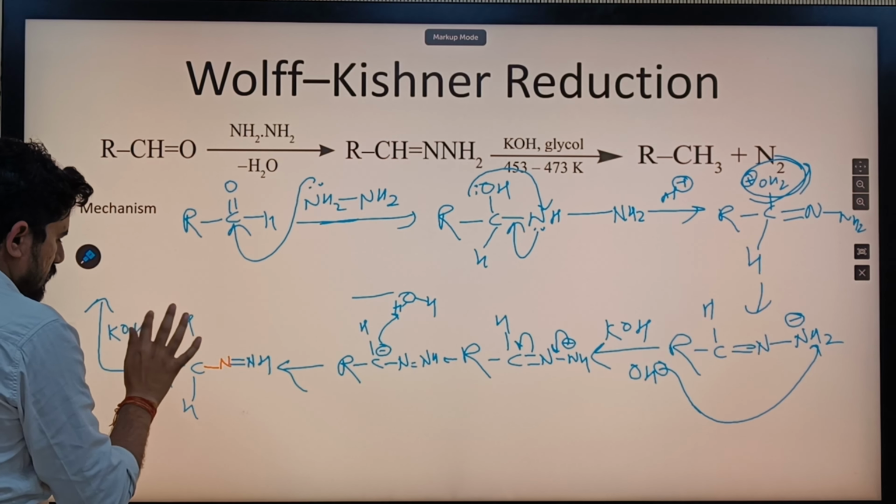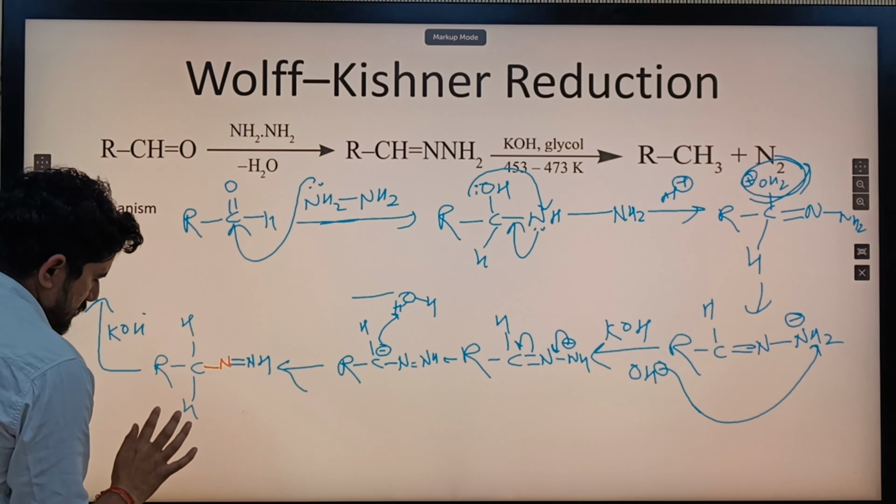Further, in presence of basic condition KOH, the OH negative abstracts the proton from the nitrogen and a negative charge is produced. The negative charge will delocalize and the carbon-nitrogen bond pair will come onto the carbon atom and a carbanion will form, CH negative, and N2 nitrogen gas. Nitrogen gas will be removed from the reaction, and from the H2O molecule the carbanion abstracts a proton and converts into an alkane. So we have alkane as the product and N2 as a side product.